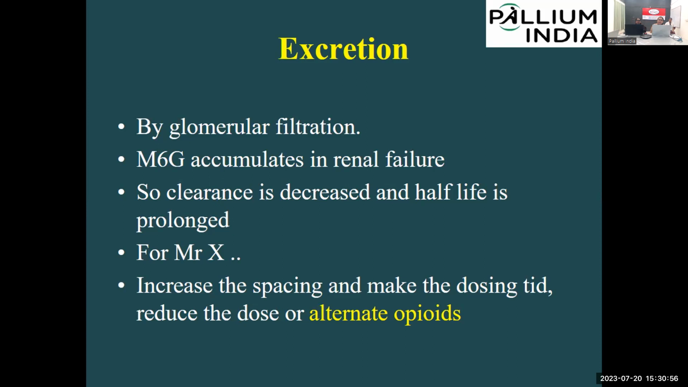So what happens? More drug will be available for the analgesic effect, which results in toxic effects in the patient. So what should be done? We should increase the spacing between the doses and keep the dose either thrice daily or reduce the dose. Or we can also go for other alternate opioids which are more preferable in patients with renal issues. Renally safe opioids can be another choice.